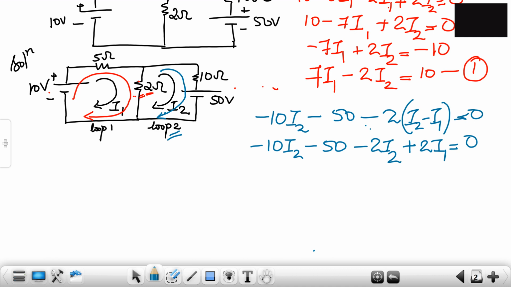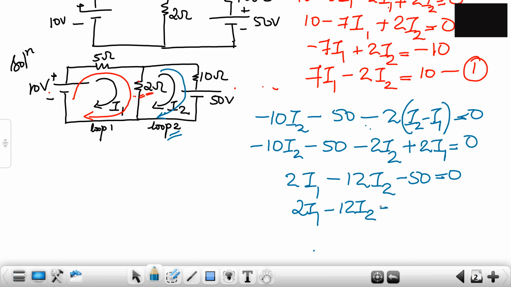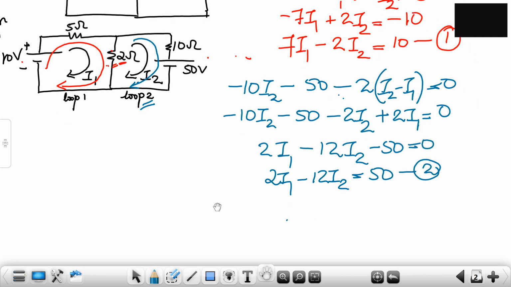So what do you get? 2 I1 minus 12 I2 minus 50 is equal to 0. So 2 I1 minus 12 I2 is equal to 50. This is equation 2. So let's solve both the equations.